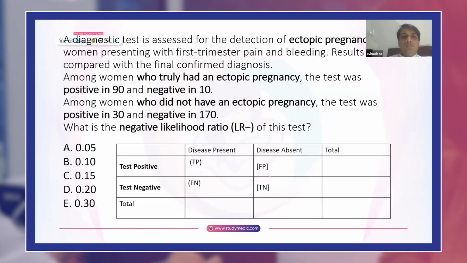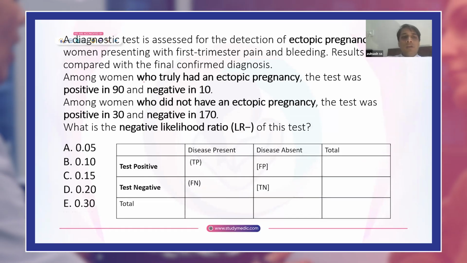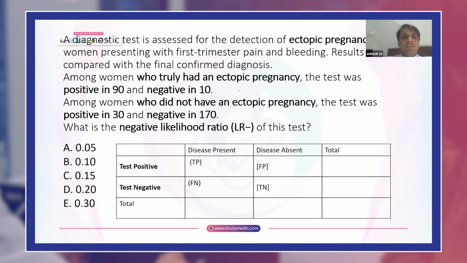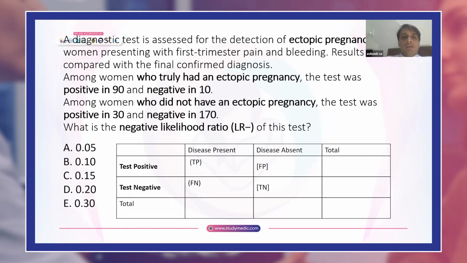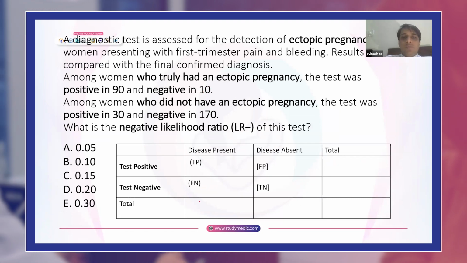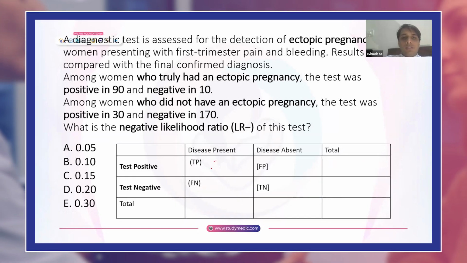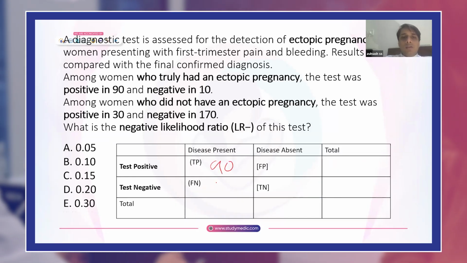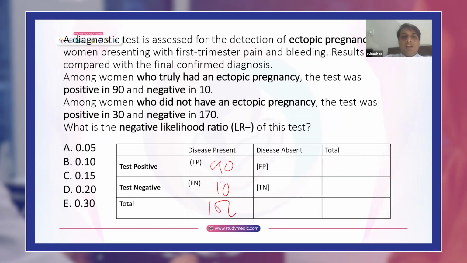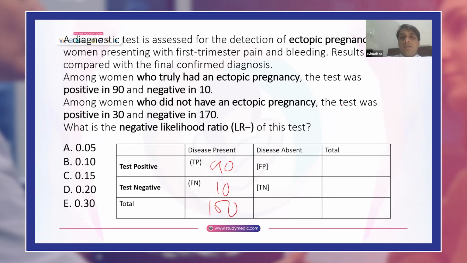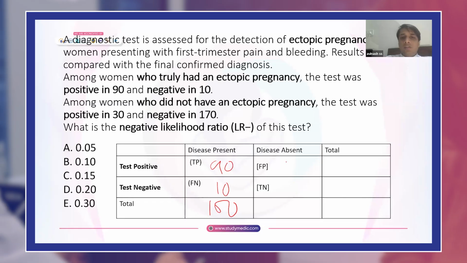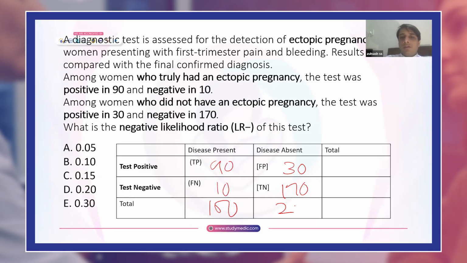So that is about the negative predictive value. Now let us see how to calculate the negative likelihood ratio. Among women who truly had ectopic pregnancy, the test was positive in 90 and negative in 10. That means these 90 are truly positive, true positive, and negative in 10. So total disease present is 100. Among those who did not have ectopic pregnancy, the test was positive in 30, false positive, and negative in 170, true negative, and total is 200.